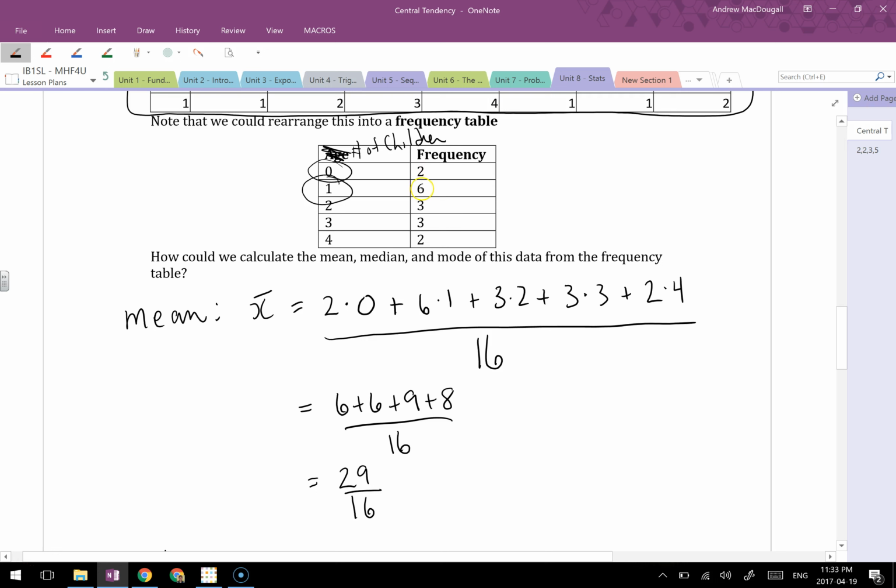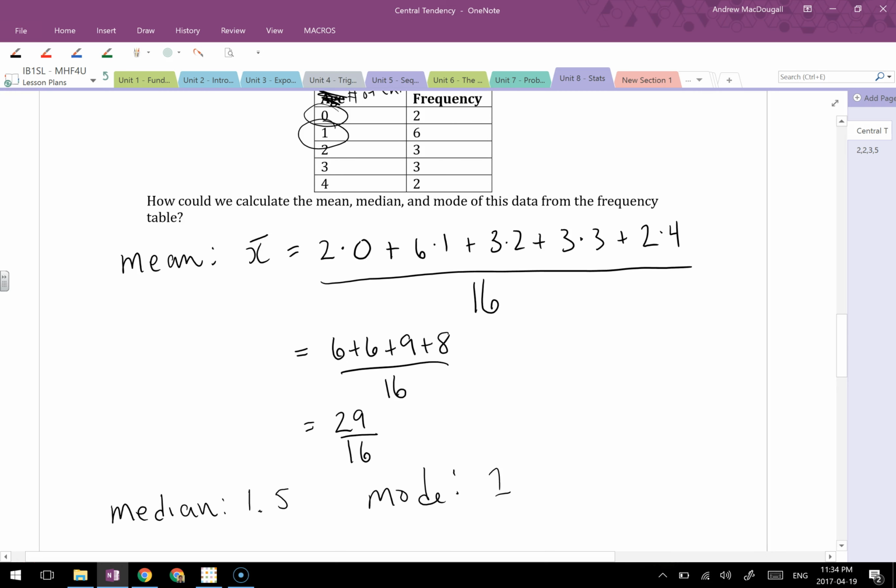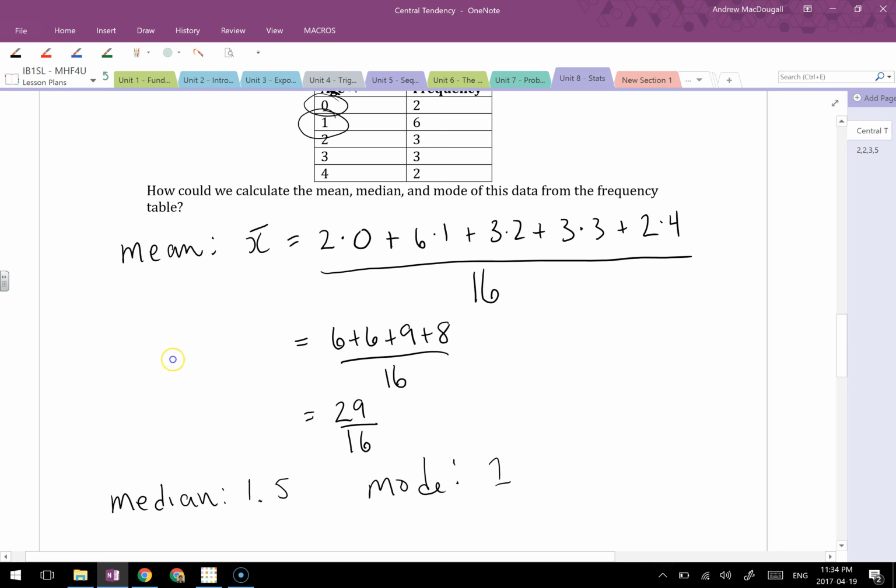So the 8th entry is a 1, because we have 2 zeros and 6 ones. And the 9th entry is a 2. So it's going to be halfway between 1 and 2, which of course is 1.5. And the mode is very quick. The mode is whatever has the highest frequency, which in this case is 1. So you see here, our mean, median, and mode are all somewhere between 1 and less than 2. So they all kind of match up.